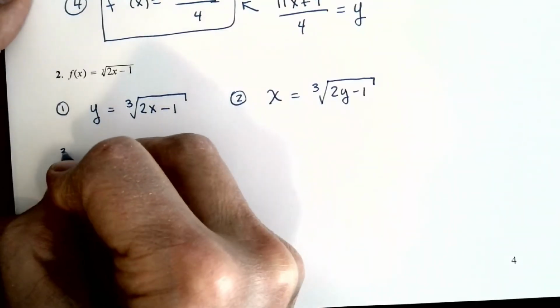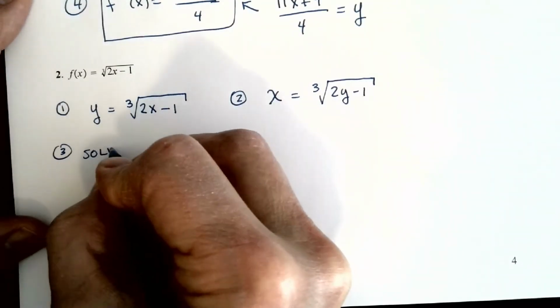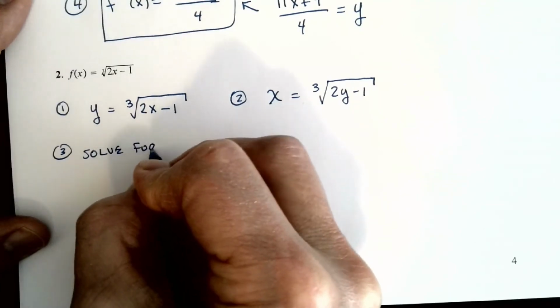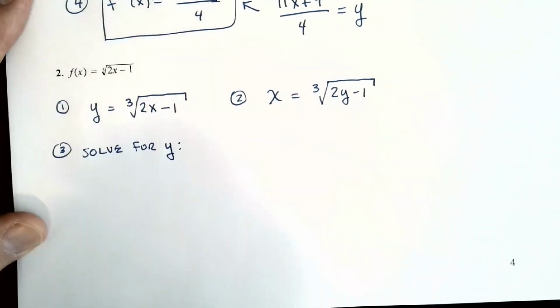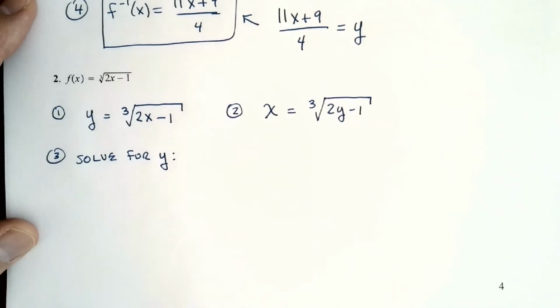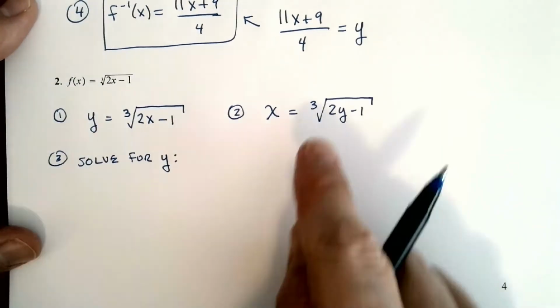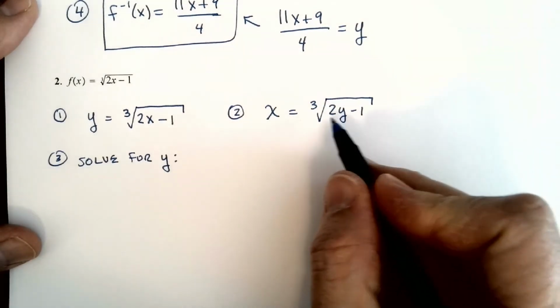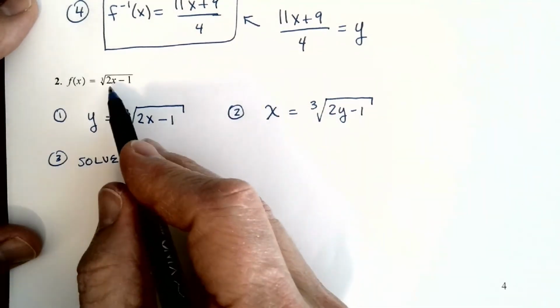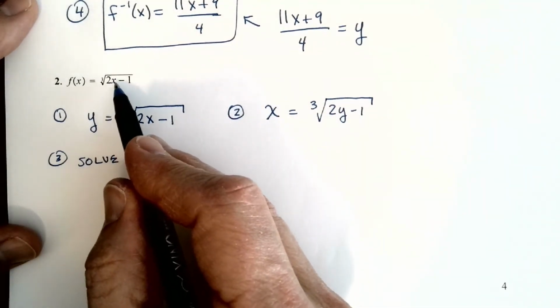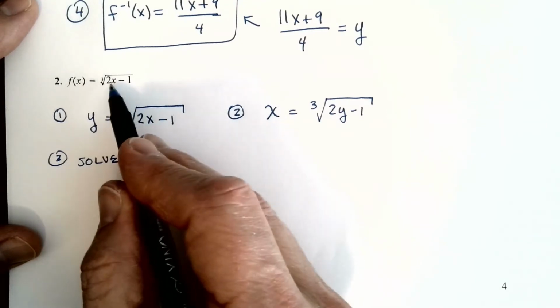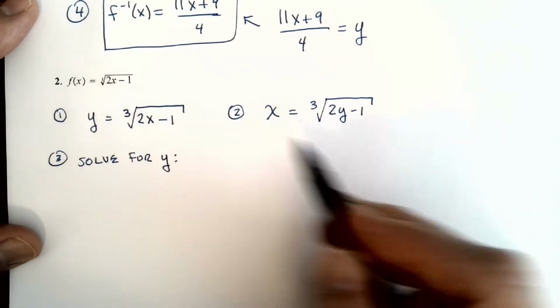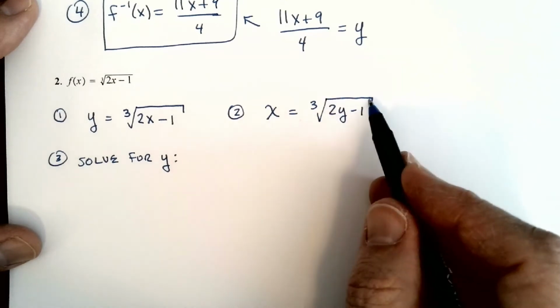And then step 3, I'm going to solve for y. Alright, so how do we solve for y? What am I going to do first to solve for y here? Well, think about order of operations in evaluating this function. What do I do first in here? I multiply by 2, then I subtract 1, and the last thing I do is take the cube root. So the first thing I want to do is undo that cube root.